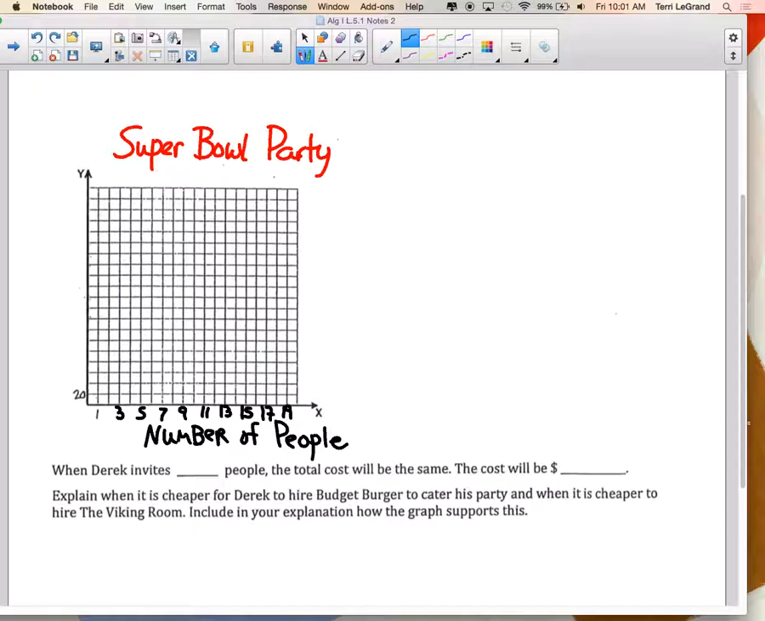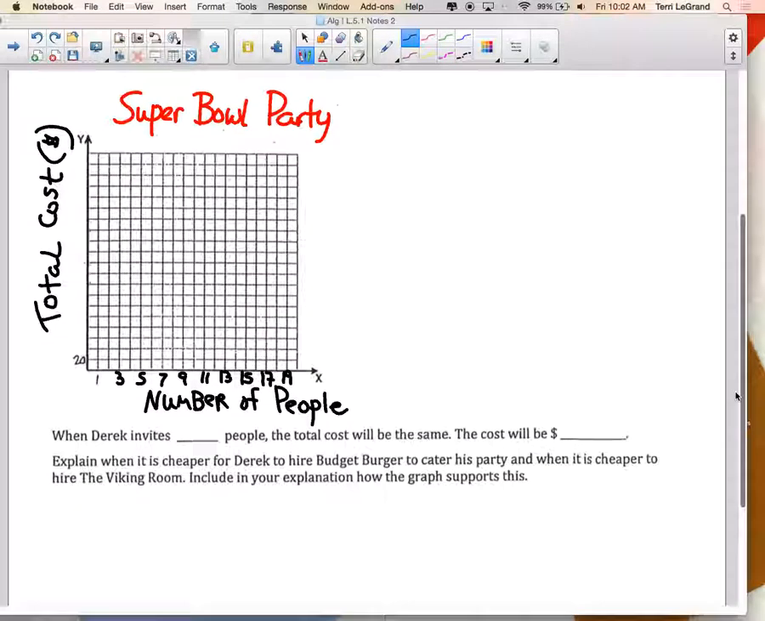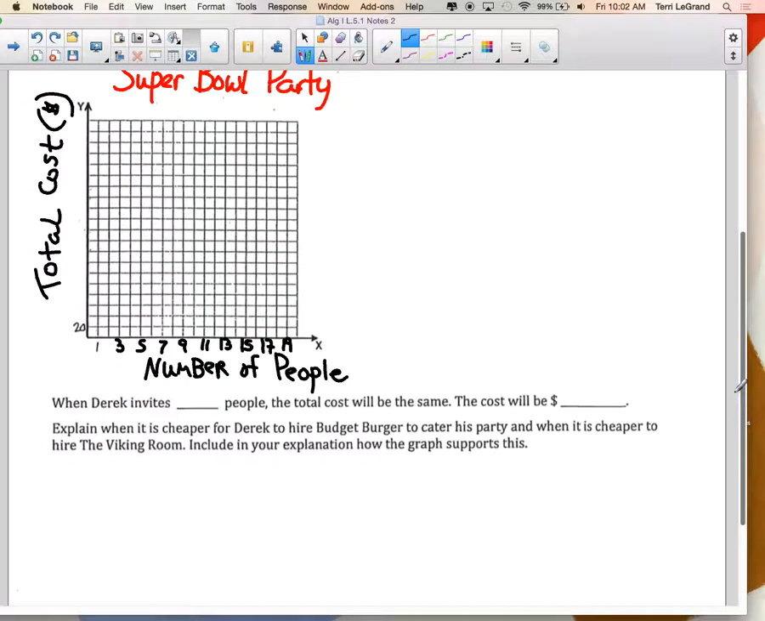Okay, how about the y-axis? What are we going to call it? Total cost, and what's it measured in? We always have to say that too. Dollars. Just dollars. Okay. Because it could be pennies, hundreds of dollars, thousands of dollars, or millions, and we could just leave all the zeros off, but we're just going to do dollars. And the y-axis is going by 20, $20 at a time.